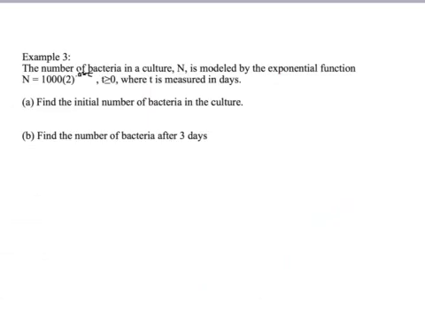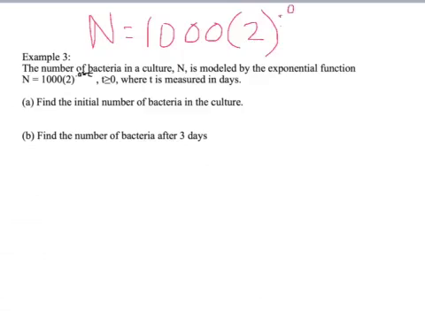So I actually want you to try this one. N equals 1,000 times 2 to the 0.01 t. I want you to find the initial number of bacteria in the culture and also find the number of bacteria after 3 days. Okay, so go ahead and try that, and I'll see you tomorrow in class.